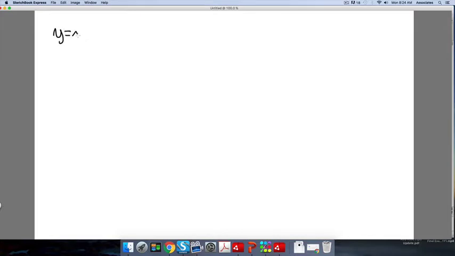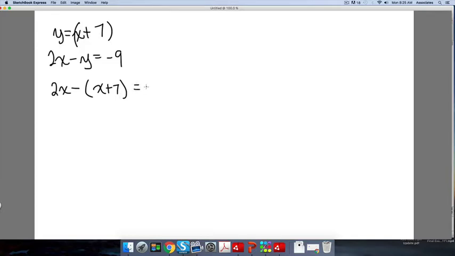Y equals x plus 7. The second equation is 2x minus y equals negative 9. Well, this one's already solved for y, so I'm going to use that. Wherever there's a y in the other equation, I'm going to put in x plus 7. So here I go, 2x minus, oh, there's the y. That's where I'm going to substitute the x plus 7.